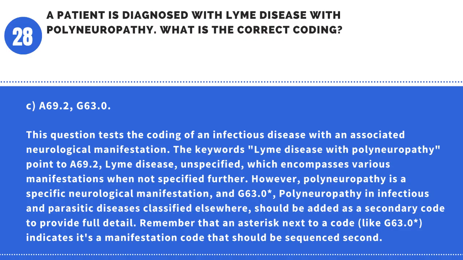However, polyneuropathy is a specific neurological manifestation, and G63, polyneuropathy in infectious and parasitic diseases classified elsewhere, should be added as a secondary code to provide full detail. Remember that an asterisk next to a code, like G63, indicates it's a manifestation code that should be sequenced second.